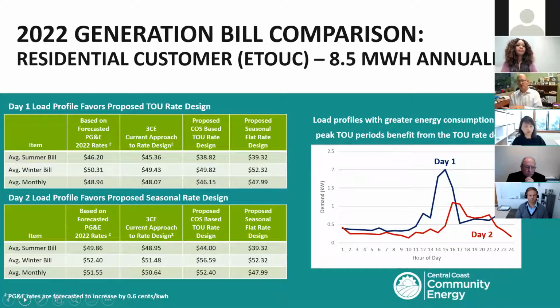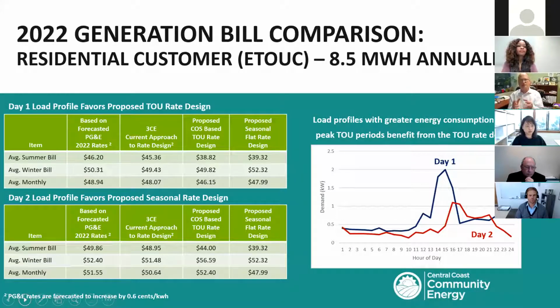The next column over is what Lena was talking about before, the current rate design, where 3CE says, okay, we're going to take the PG&E rate, remove the PCIA and some of the other fees, discount it by a certain amount, and then apply that rate back. And so you can see they're sort of in lockstep, right? During the summer bill, winter bill, and the monthly bill, they're all lower, but in a similar fashion.